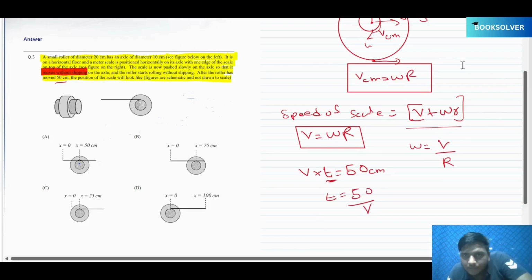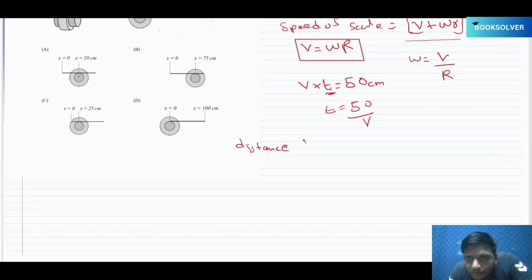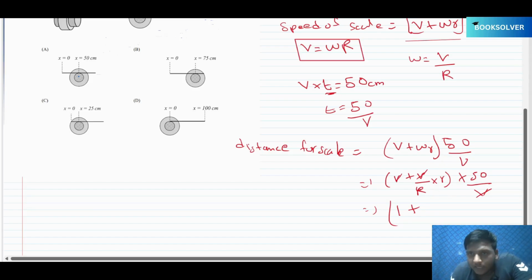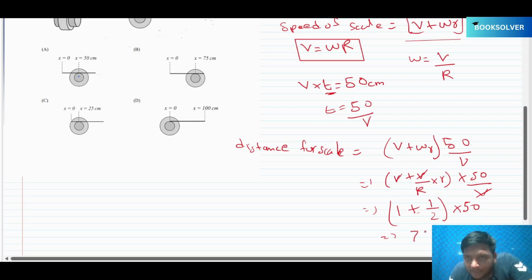So what we have to do here, let's write distance for scale. It is equal to v plus omega r into t, that is 50 by v. Now if we put omega, v plus v by capital R into small r into 50 by v, cancelling v here, we will get 1 plus r by R. What is r by R? r is 10 and capital R is 20. So it will be 1 plus half into 50, 3 by 2 times 50, that is 75 centimeter.